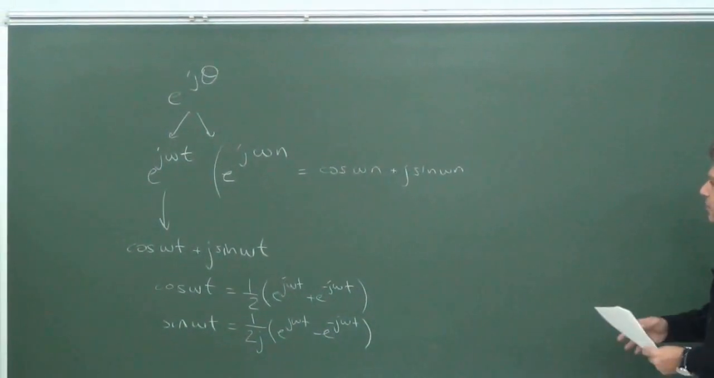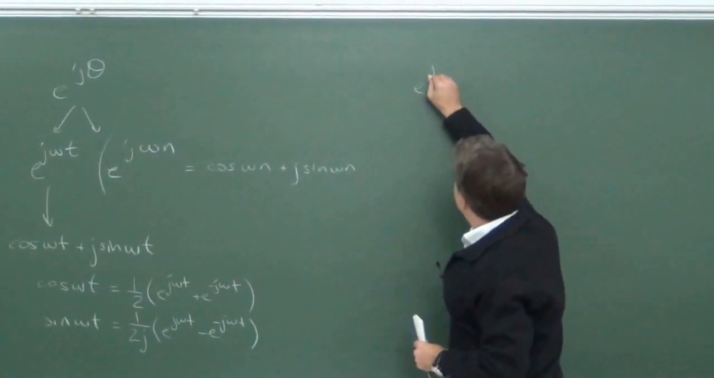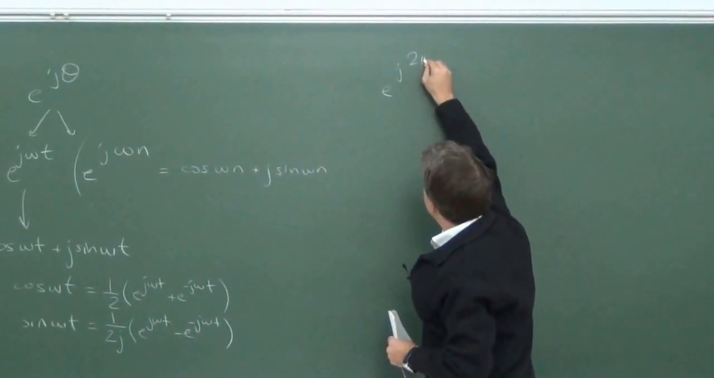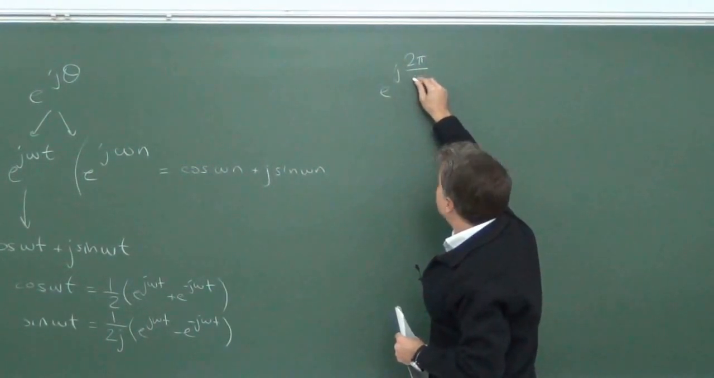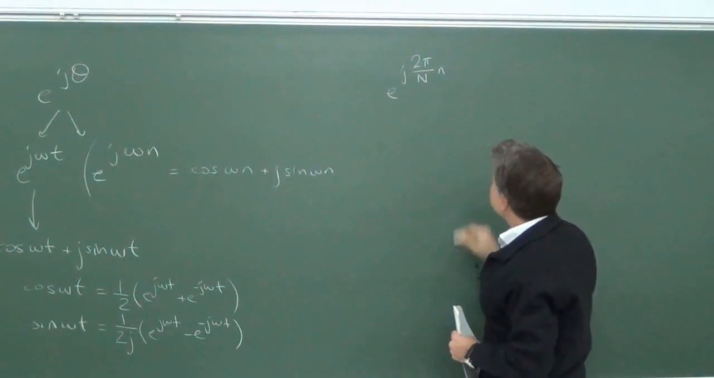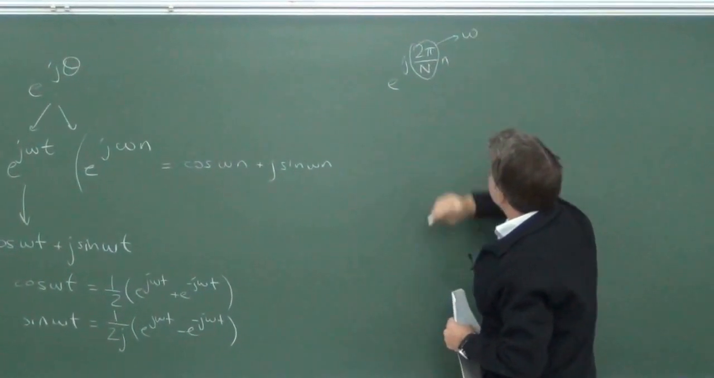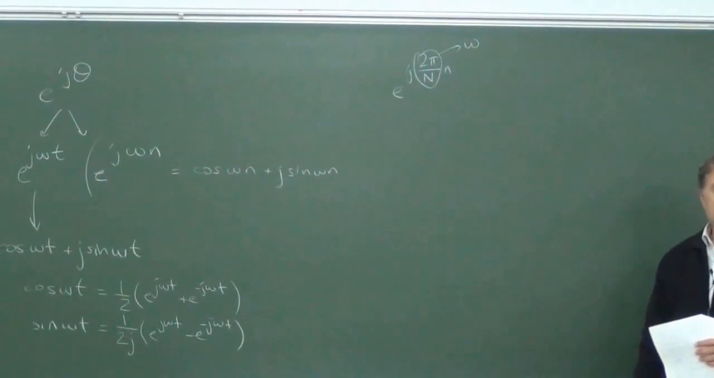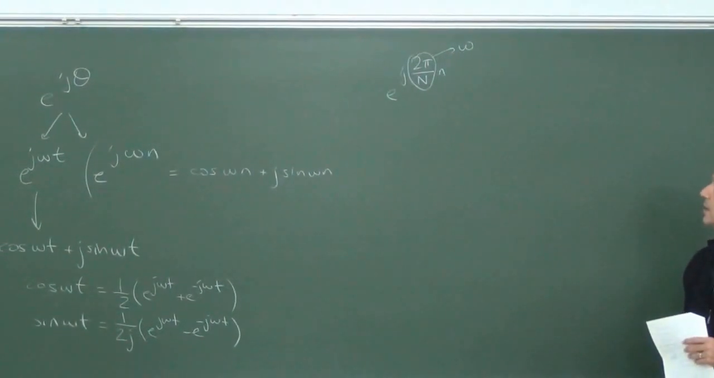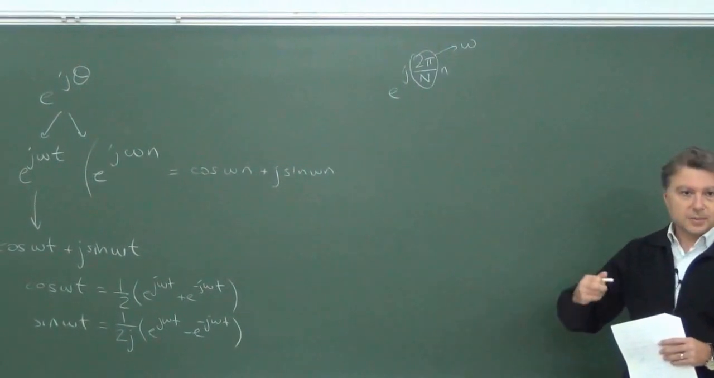Now, if you think of e to the j omega n, this omega must be in this form to make it properly periodic. And this must be the frequency, the angular frequency. So any angular frequency should be expressed in this form. And this capital N is the period then.